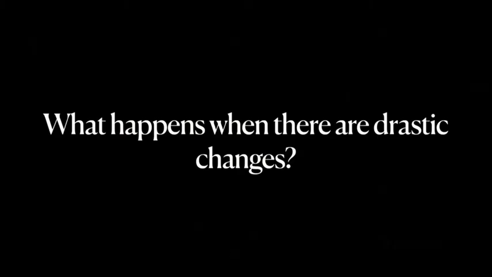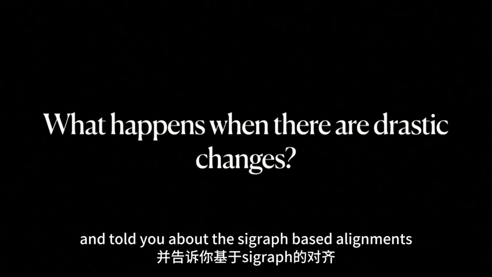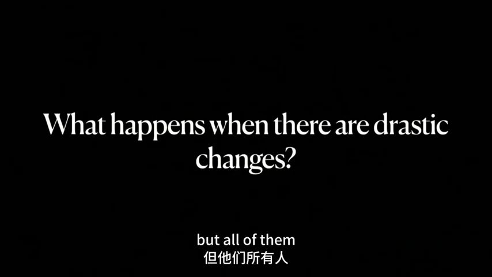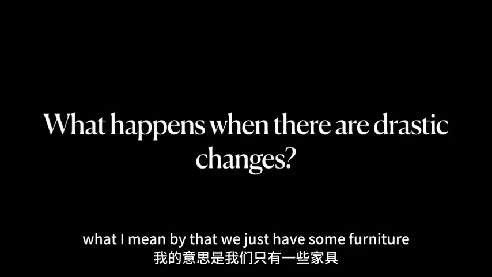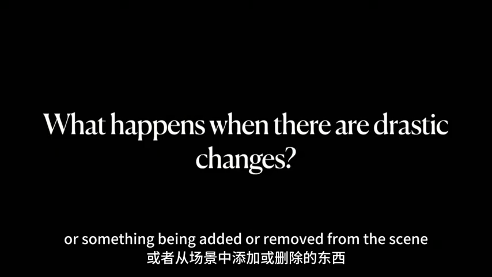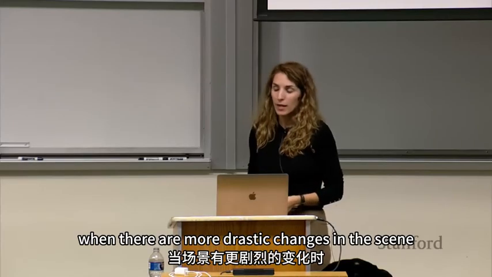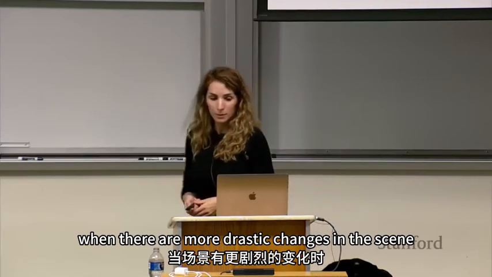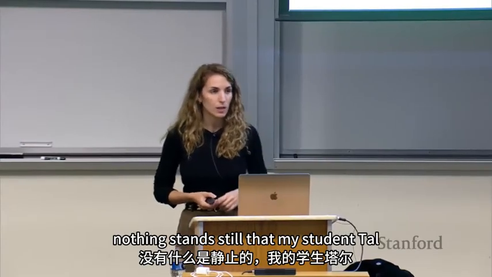Now, I told you about the geometry-based alignments. I told you about the scene graph-based alignments. But all of them look at a scene that evolves with minimum changes in geometry. What I mean by that is we just have some furniture being relocated or something being added or removed from the scene. But what happens when there are more drastic changes in the scene? And I will talk about our work, Nothing Stands Still, that my student Tao San has performed.